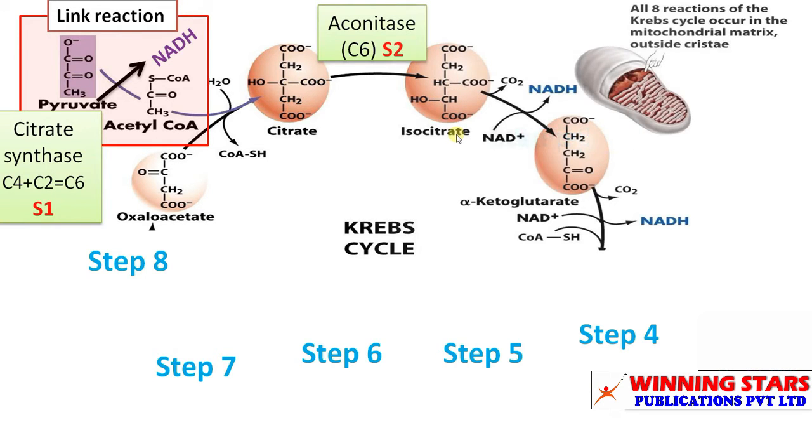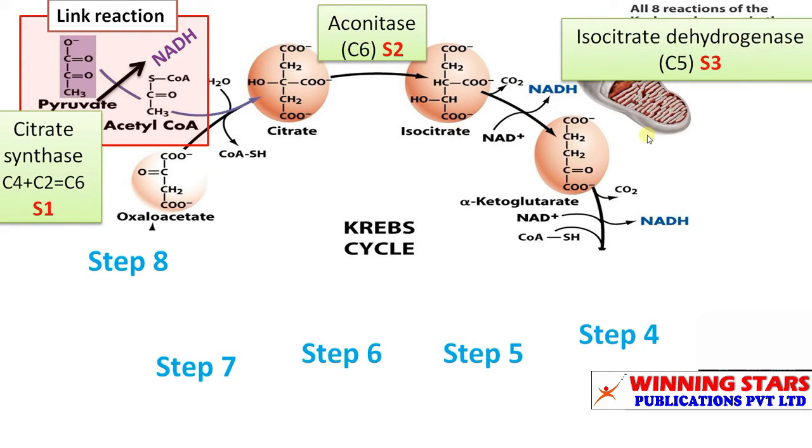In step 3, isocitric acid is converted to alpha-ketoglutarate and the enzyme involved is isocitrate dehydrogenase. This is the step where the number of carbon is reduced to carbon 5. Isocitric acid has 6 carbon, whereas alpha-ketoglutarate has 5 carbon. Then there will be decarboxylation or release of carbon dioxide and also dehydrogenation, formation of NADH.